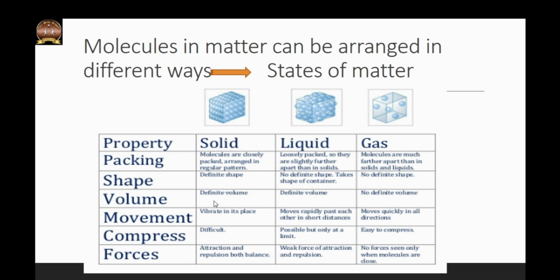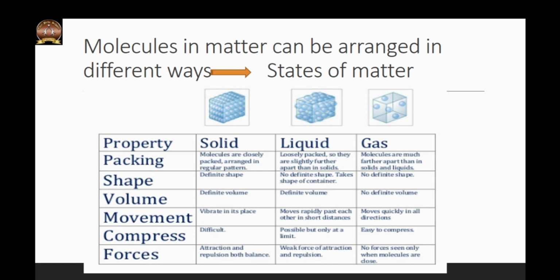Now, what do you mean by volume? Volume is the space occupied by the molecules of a substance. If you look into solids, solids have a definite volume which does not change. That is, the space occupied by a solid will never change. In liquids, the space occupied by the molecules of a liquid remains constant. Therefore, liquids have a definite volume too.